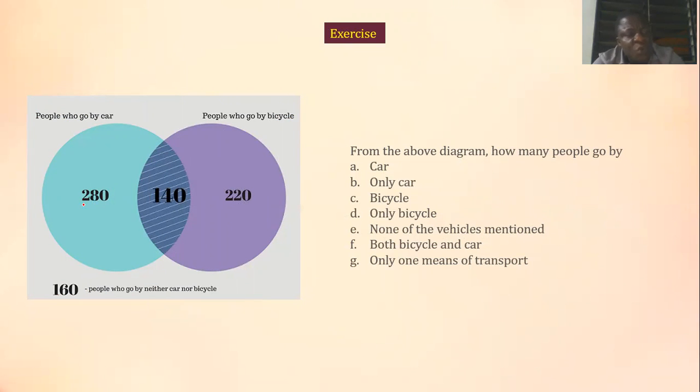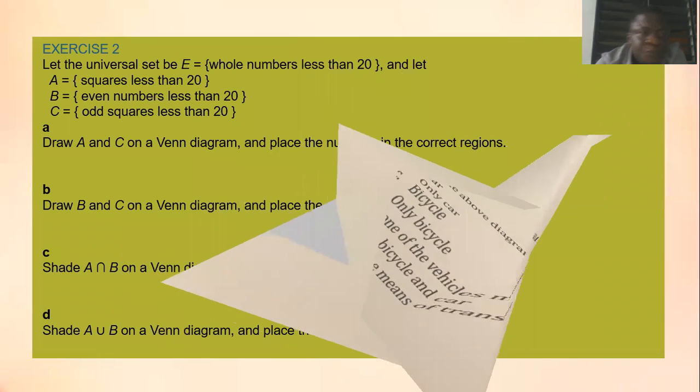Now, out of this, 280 are in this region. What does this region mean? 140 are in this region. What does this region mean? 220 in this region. What does that region also mean? So from the diagram, how many people go by car only? Bicycle only? None of the vehicles mentioned, both bicycle and car, and only one means of transport. Let's go to question 2.